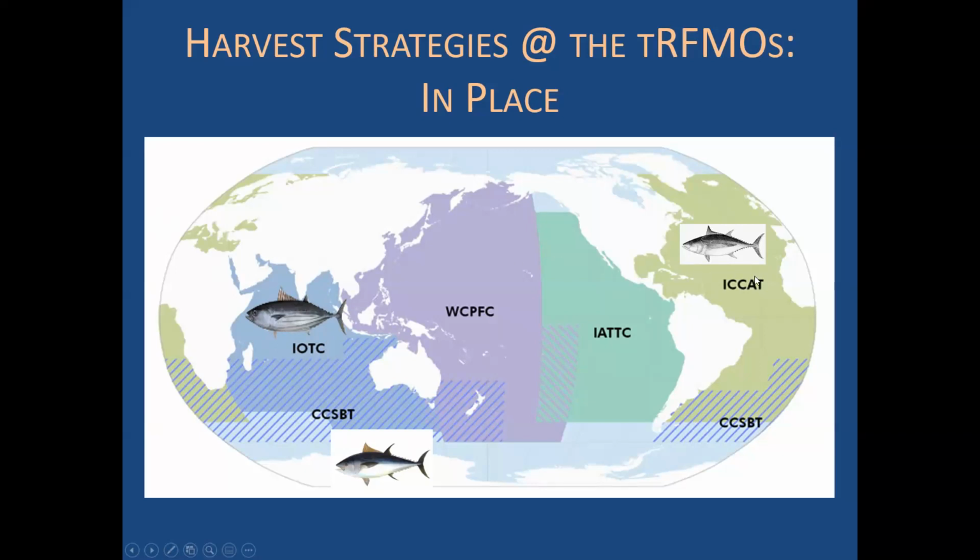At ICCAT in the Atlantic Ocean, we have a harvest control rule in place for North Atlantic albacore. So those are the 3 stocks that currently have harvest strategies in place.